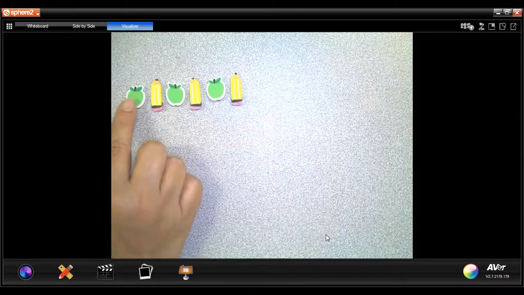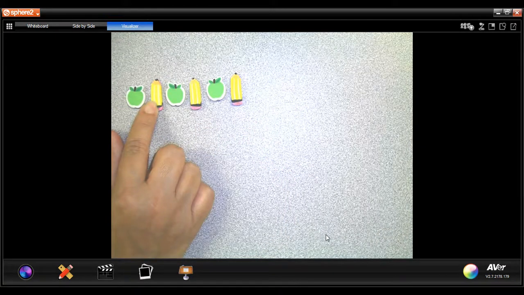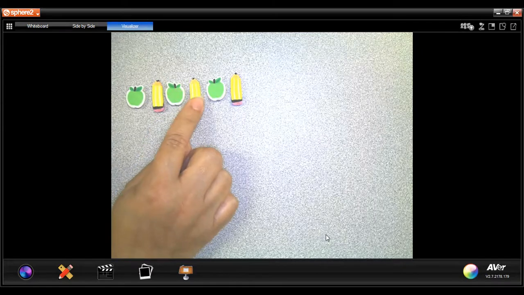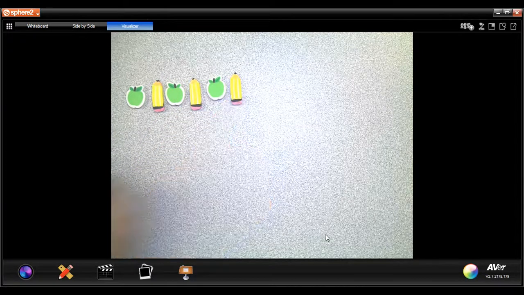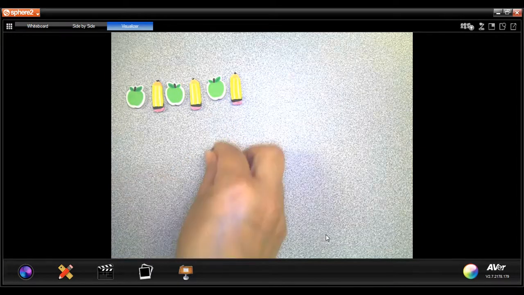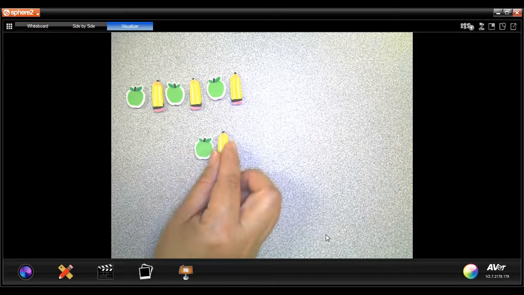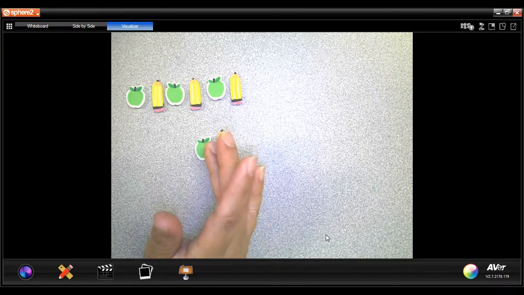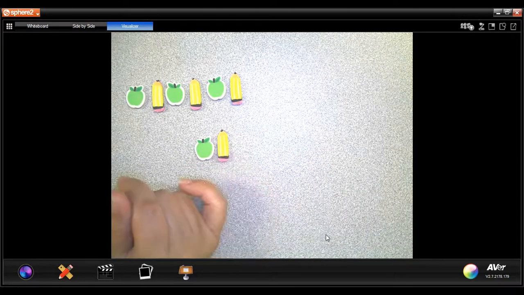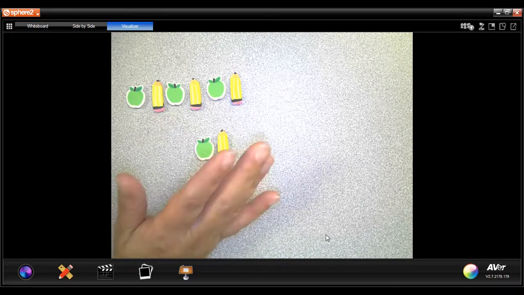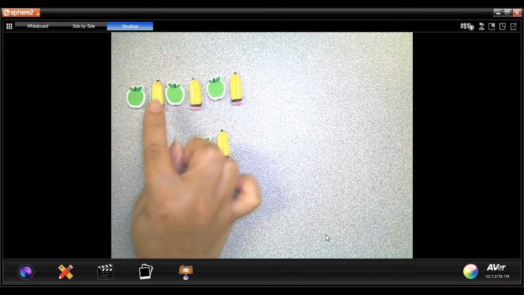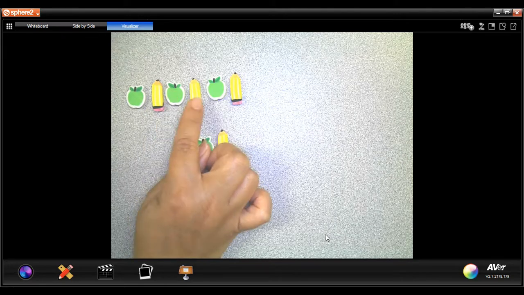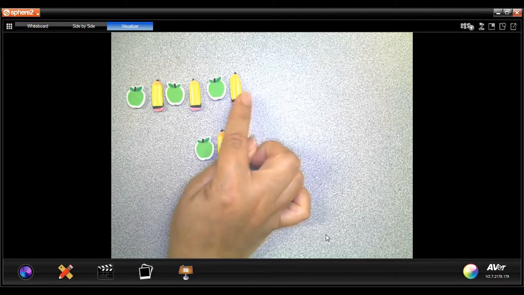It's going to be like an apple, pencil, apple, pencil. So what do you think is going to be next? And like the video said, it's easier if you say it out loud so that you can try to figure out what's next. So let's do it again. Apple, pencil, apple, pencil, apple, pencil.